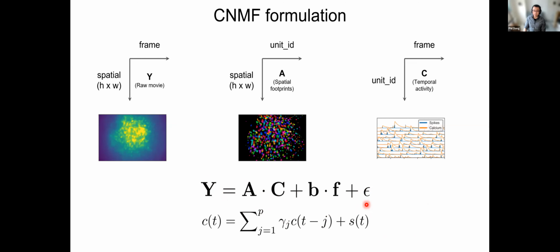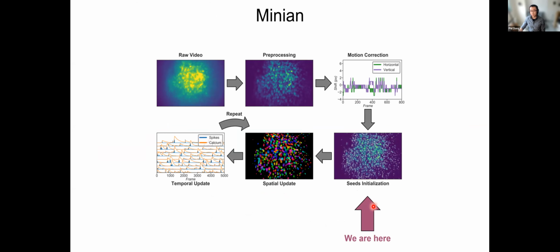The goal of this is to initialize the values for the A and C matrix, and we do this with something called seeds, which are basically single pixel values representing the putative location of cells. The first step we do in the initialization is we generate an overcomplete set of seeds, which are represented by these white dots in this plot. The way we do this is quite straightforward. We take local maxima on a max projection of the movie, and these local maxima will become our potential seeds.